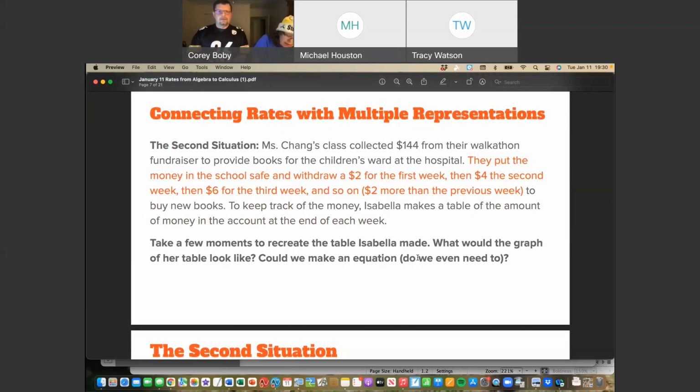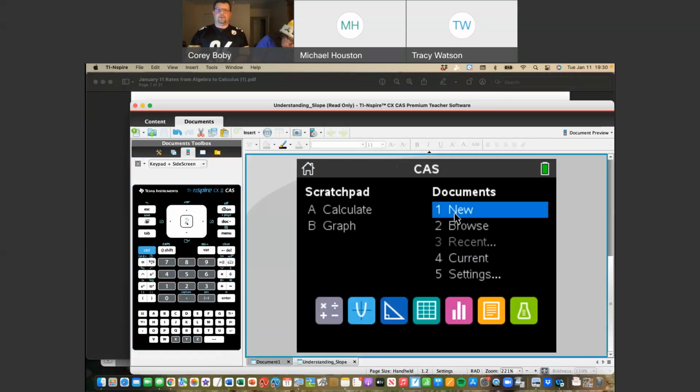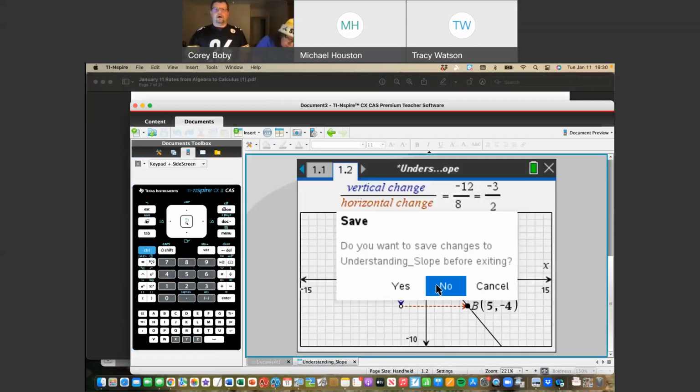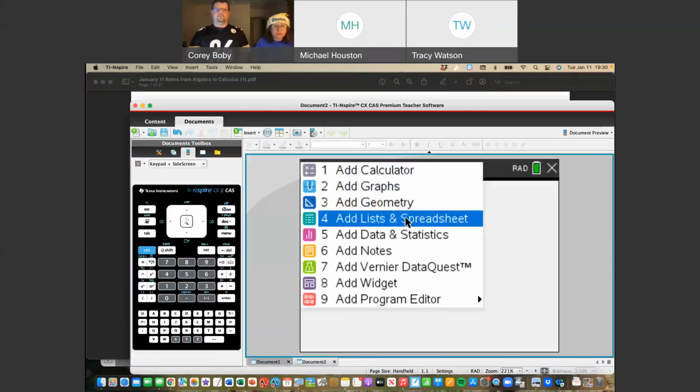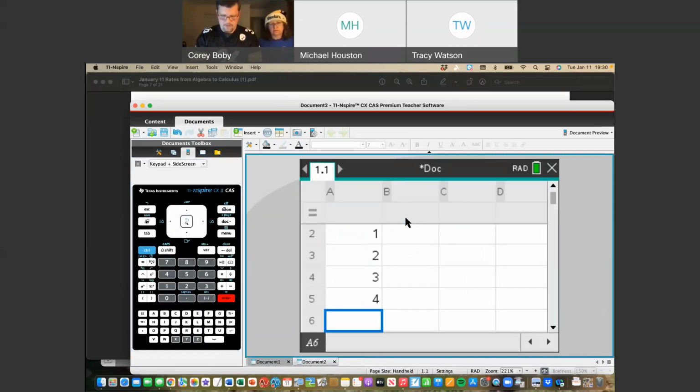$8. Okay, I kept up with you; my arithmetic is pretty good right now. $8, then $10, and then $12, and yeah, 2 more each time. I'm going to switch to the Nspire. What I'm going to do is do it in a list and spreadsheet, and I'm going to have 0, 1, 2, 3, 4, 5, and 6. I could go to more, but I think she did up to 7.